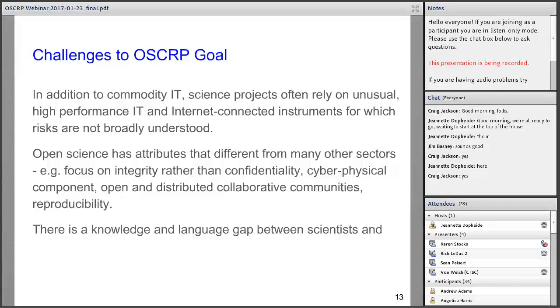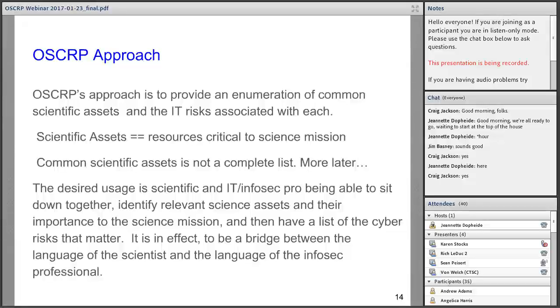The approach that we sought to take in this environment was to essentially start to enumerate all of the different types of common scientific assets and the information technology risks that were associated with each of them. A scientific asset was something that we defined as a resource that was critical to the science mission. And again, we're focusing primarily on IT assets themselves, but not every one of these IT assets is necessarily something that's plugged into a network.